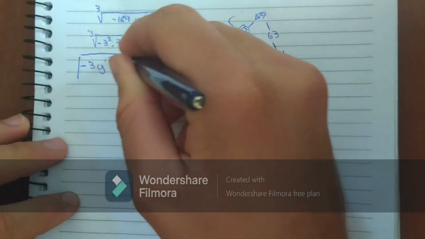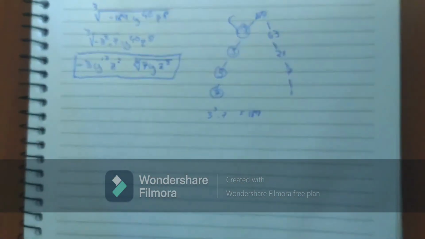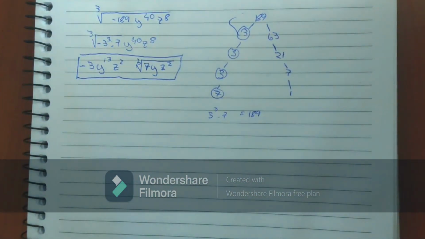So this is our final simplified answer for this example: negative 3 y to the power of 13 z to the power of 2 times the cube root of 7 times y times z squared.